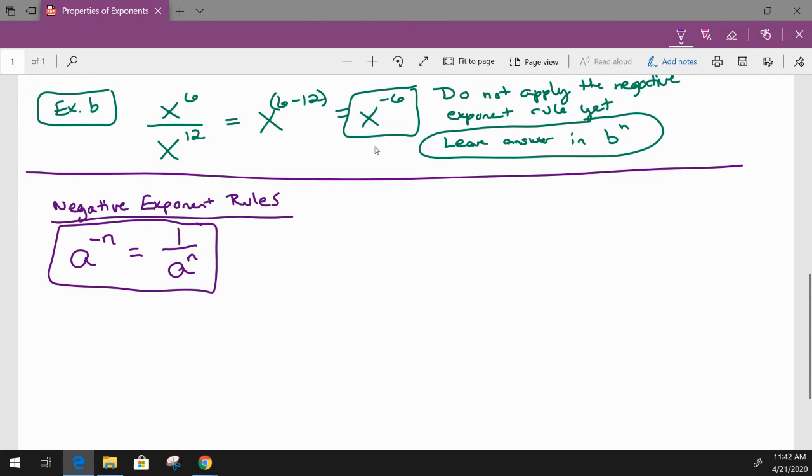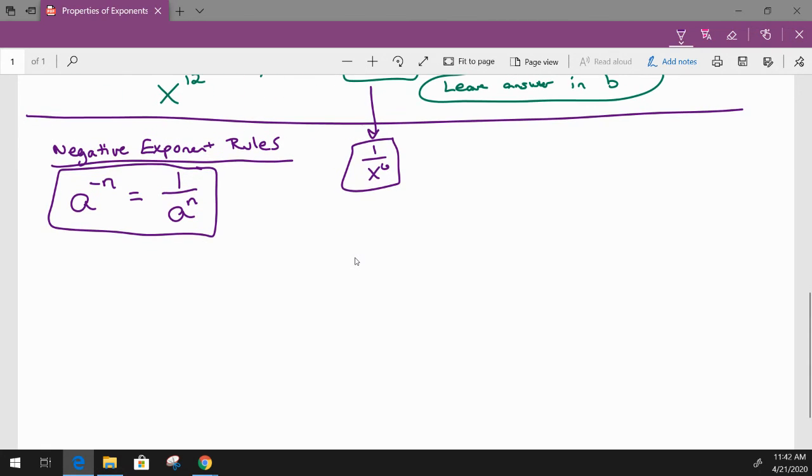So if I were to take this x to the negative 6th power here, using that negative exponent rule, it would be 1 over x to the 6th. So if you have to apply the negative exponent rule to this, you would rewrite this as 1 over x to the 6th power.